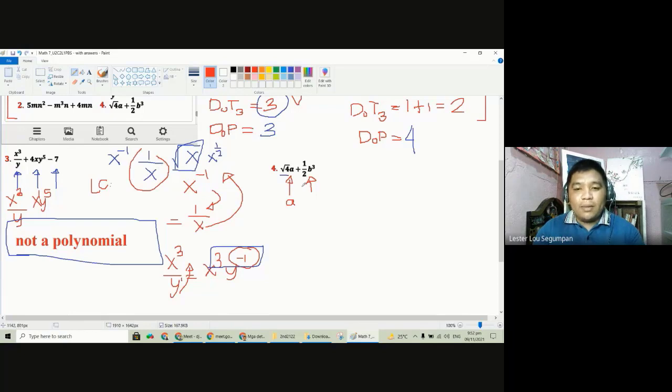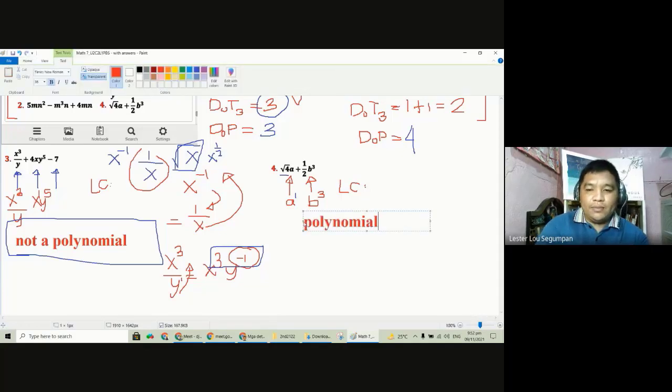In the second term, sir, you also mentioned that there should be no fractional form of the variable. But why is it that there is a fraction here? But look at the denominator. The denominator is not a variable, it's a constant 2, or in short, it's 1/2. So it still doesn't meet the consideration for non-polynomial. And it's because the literal coefficient for number 4 is b cubed. Looking further at their exponents, a to the power of 1, b cubed, both exponents are positive and integral, we have here a polynomial.